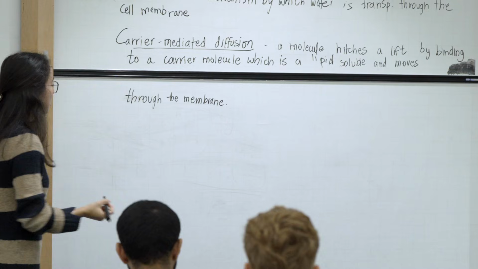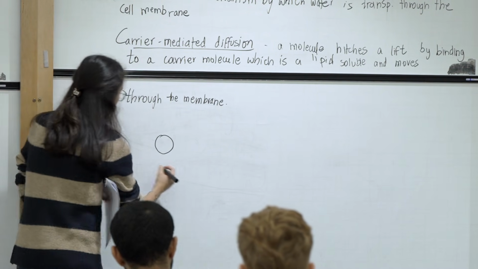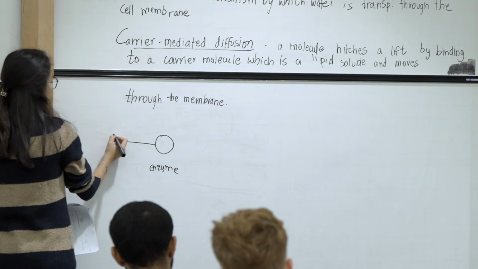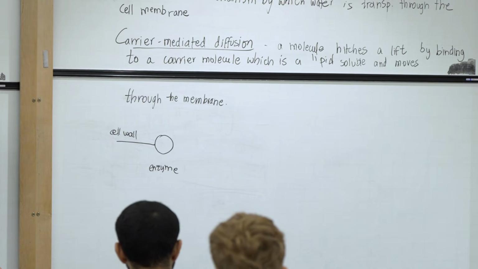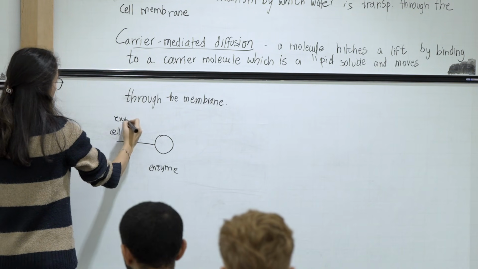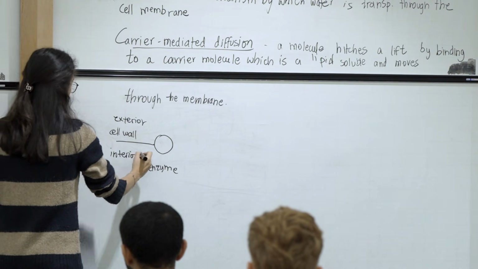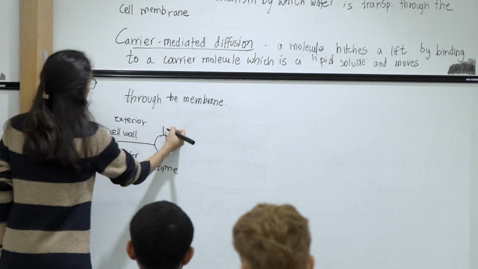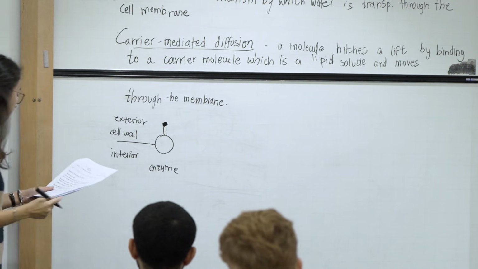You can also have the following process. So let's imagine I have the enzyme, which we said is a big molecule. So this is my enzyme. And now just imagine that this is the cell wall. I will have the exterior side of the cell wall and the interior. So let me denote this as the exterior. And this is my interior. And then, as we saw in the previous example, you can have an active site. And this active site can have a substrate bound on it, right?